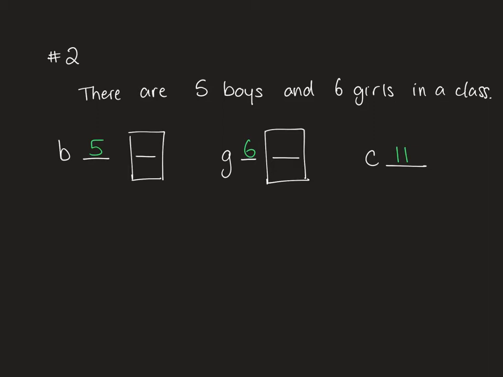So our fraction for the boys would be boys out of children. So on the top we would put 5, and on the bottom we would put 11. And our second fraction is going to be girls out of children. So our top number will be the girl number, so that is 6. And our bottom number is the children, which is 11.